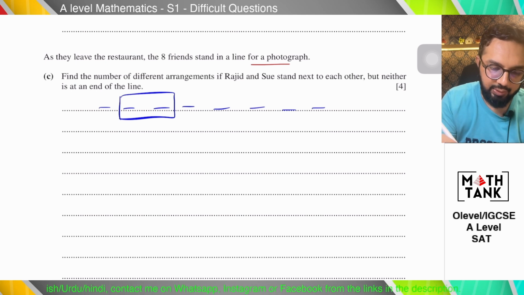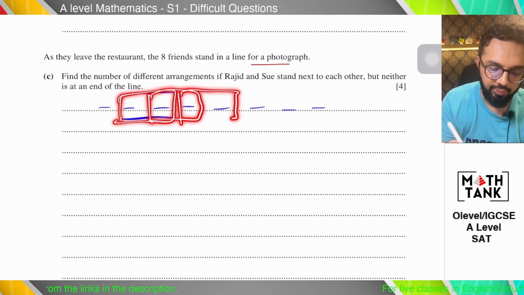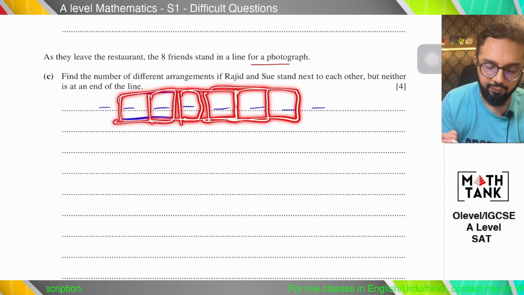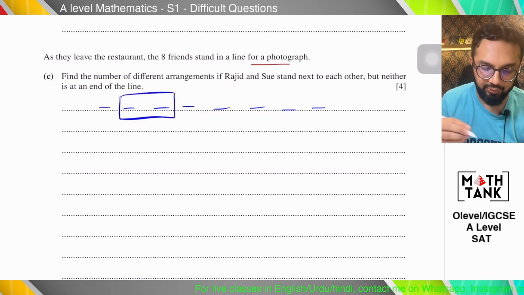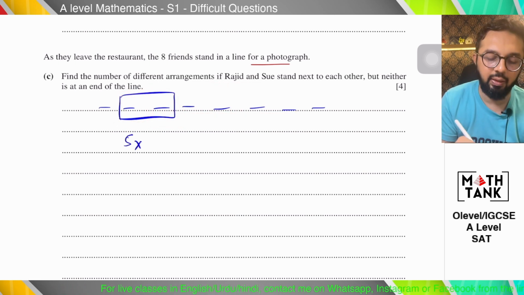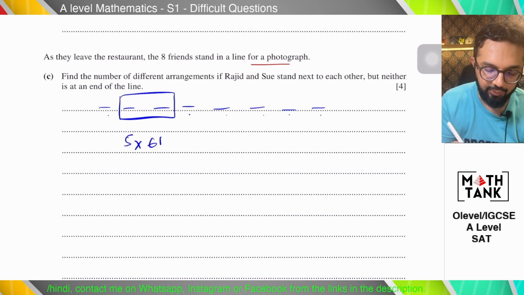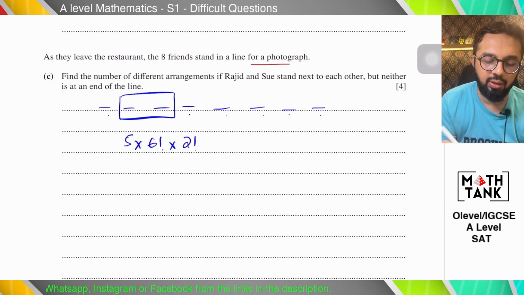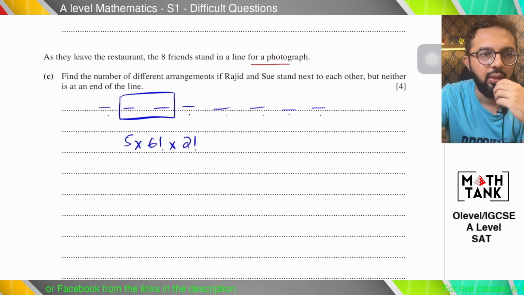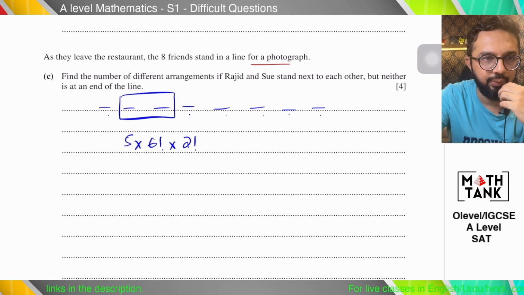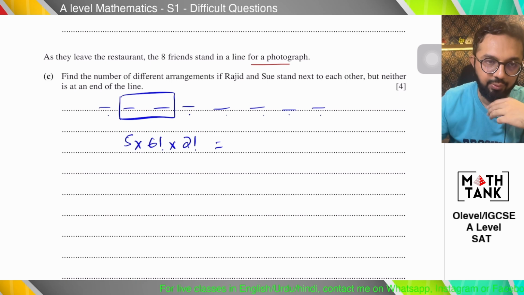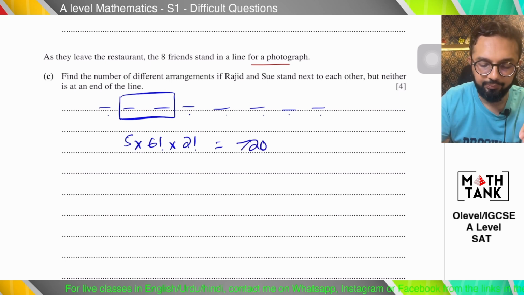Okay. So Rajat and Sue could be standing here, here, here. So 1, 2, 3, 4, 5. There are 5 different positions that Rajat and Sue could be standing. So 5 into the remaining people, which is 6 factorial, into Rajat and Sue switching between themselves. So going inside the box and saying 5 into 6 factorial into 2 factorial. I hope that's the correct answer. Yeah, 7200.